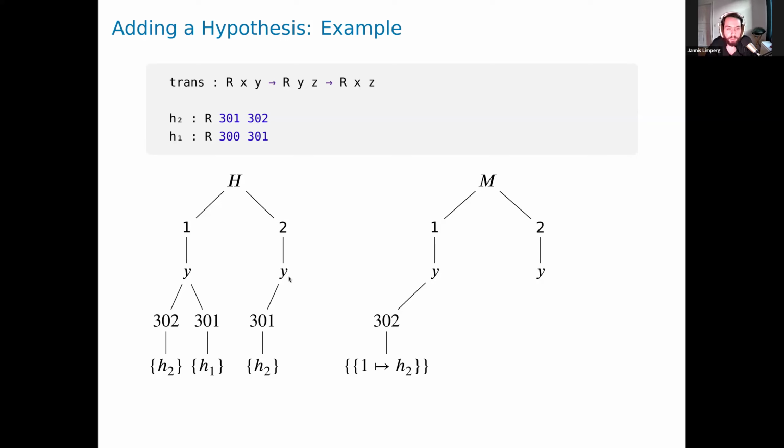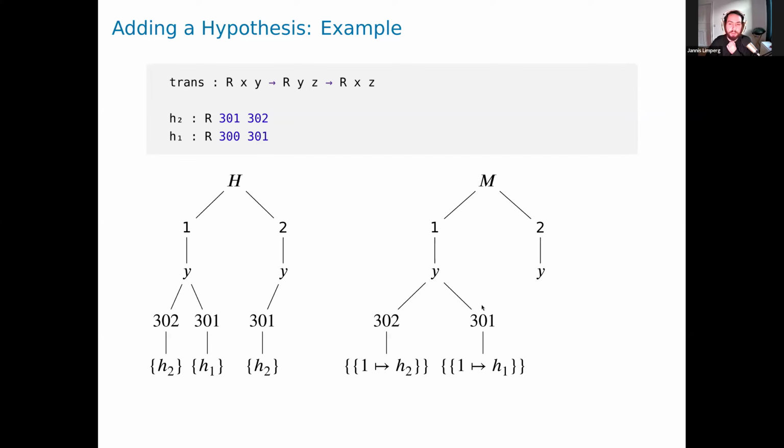Now, we are done with H2. Let's consider H1. So first, we can again put H1 into the kind of hypothesis map. Now here, if we match H1 against slot 1, we're going to have y equals 301. And we add a corresponding match in slot 1 as well.